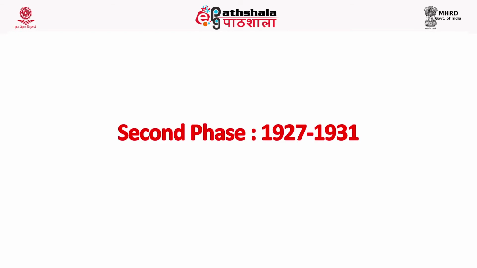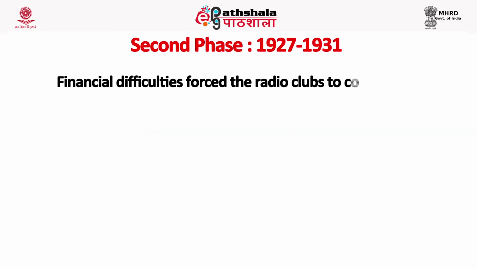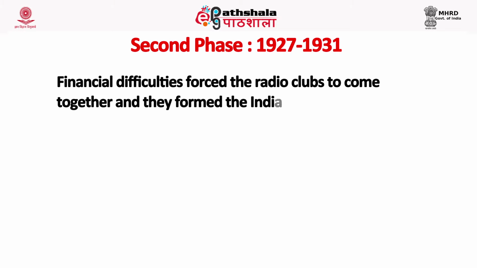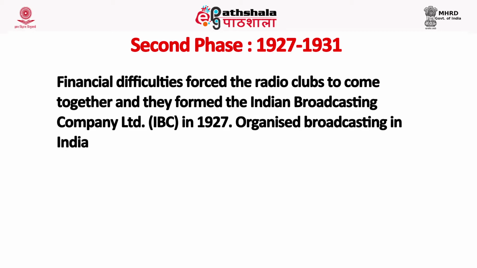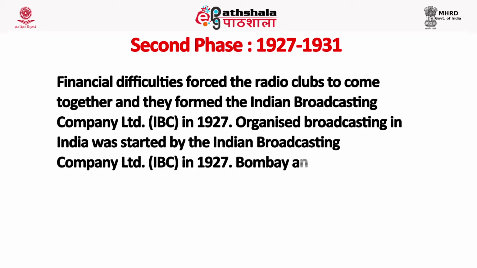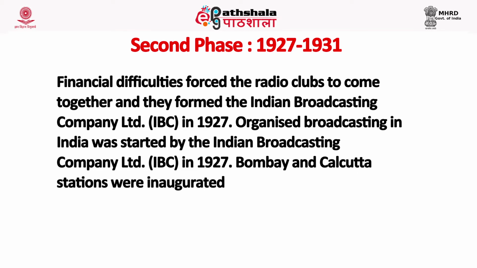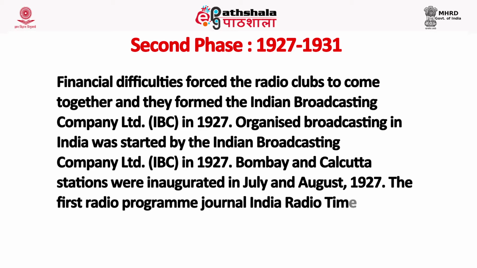Now, we are going to talk about the second phase, which may be during 1927 to 1931. Financial difficulties forced the radio clubs to come together and they formed the Indian Broadcasting Company Limited (IBC) in 1927. Organized broadcasting in India was started by the Indian Broadcasting Company Limited in 1927. Bombay and Calcutta stations were inaugurated in July and August 1927.